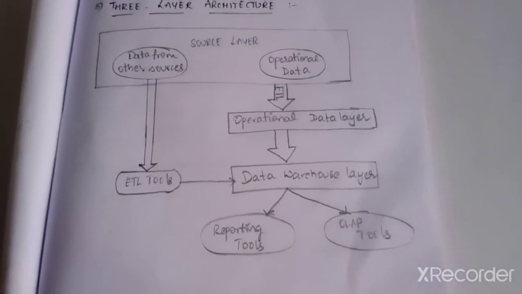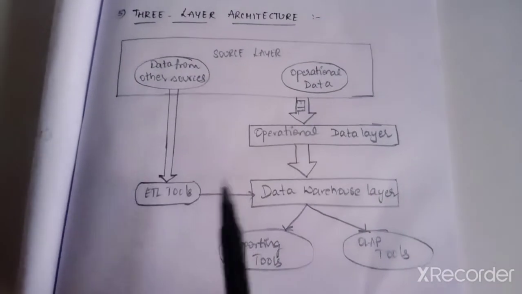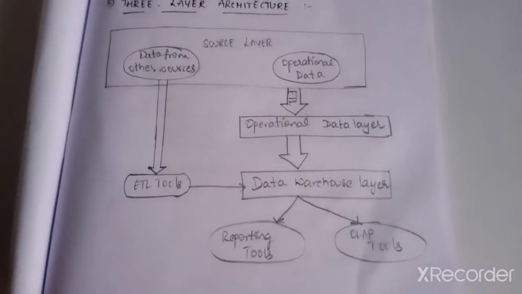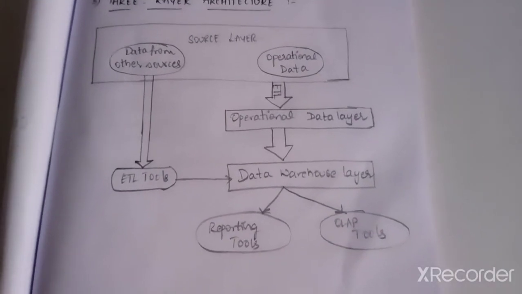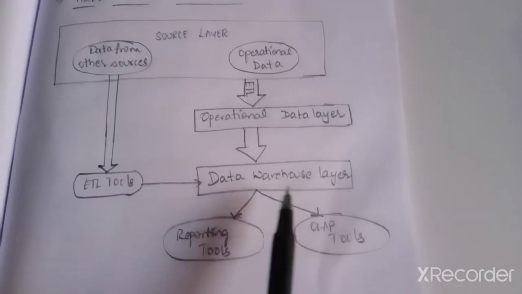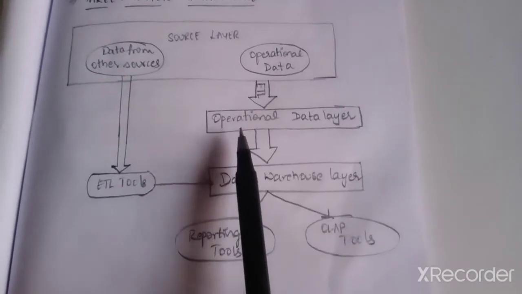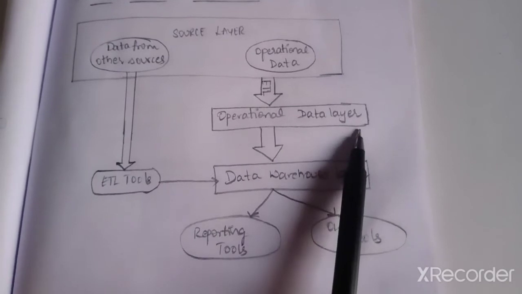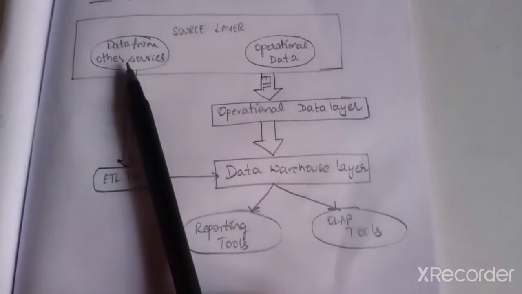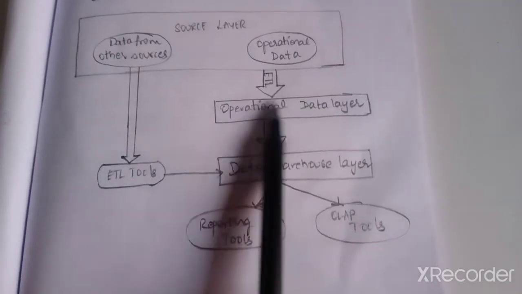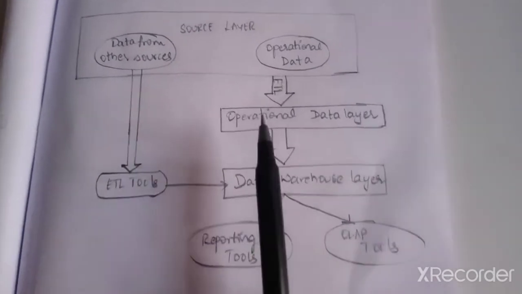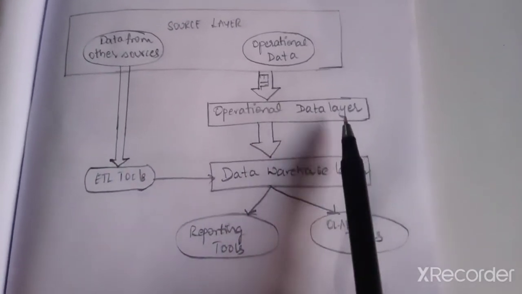In this, we have three layers: source layer, operational data layer and data warehouse layer. Similarly, in two layer architecture we have source layer and data warehouse layer. In this, a new layer is going to be added, that is operational data layer. The source layer collects data from different sources and transfers it to the operational data layer, where the current data which has to be processed is going to be stored.